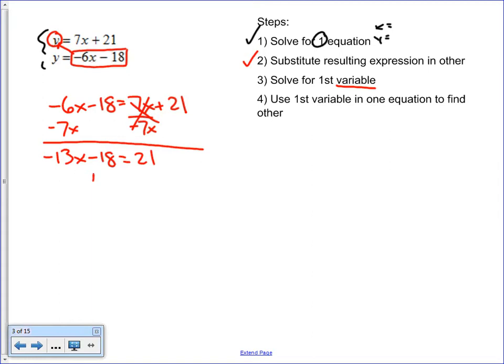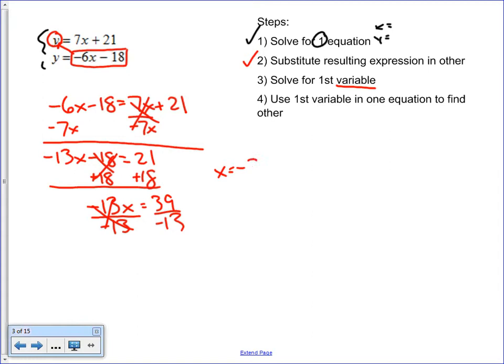And then I'm going to add 18 on both sides, get that x term by itself. So I'm going to get a negative 13x equals, or sorry, plus 18, that'll give me a 39. Okay. And then I'm going to divide both sides by negative 13, because that's what's in front of the x. So those cancel out. I have x equals, and 39 divided by negative 13 will give me a negative 3.